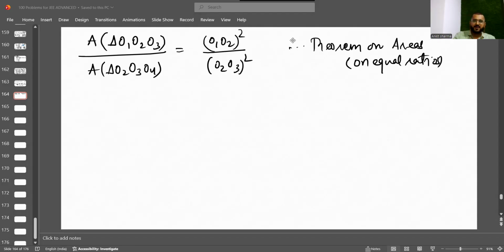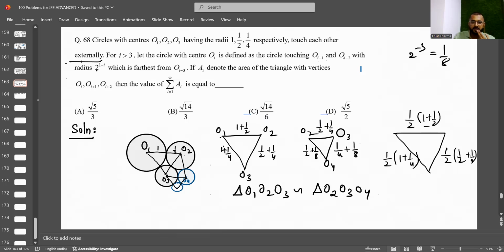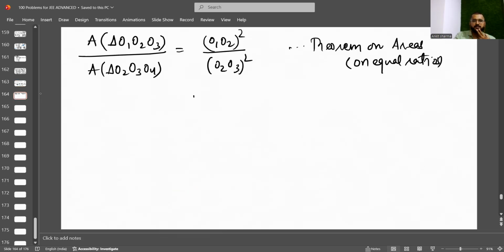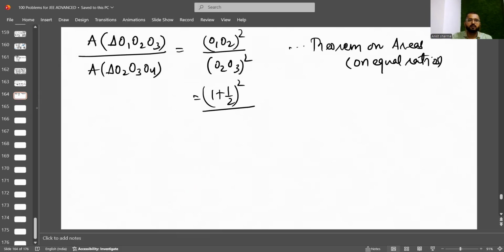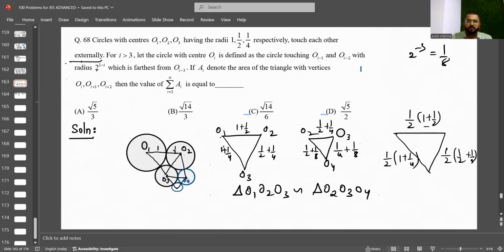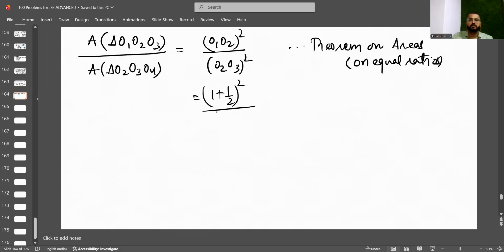Now, if you see here carefully, we have O1O2. So what is O1O2? We need to find out. It's given here: O1O2 is 1 plus half. So let's plug that in. This gives me (1 plus 1 by 2) squared. And then here we have O2O3. O2O3 would become half plus 1 by 4. So that is (half plus 1 by 4) squared.